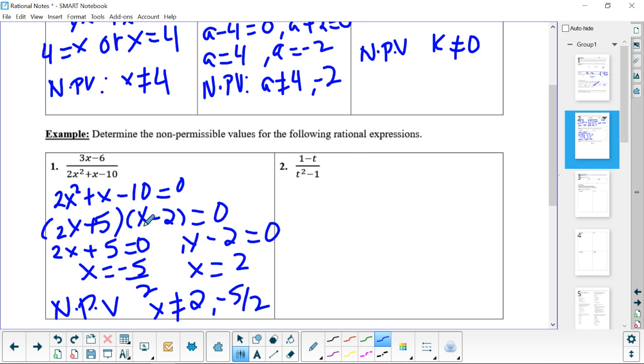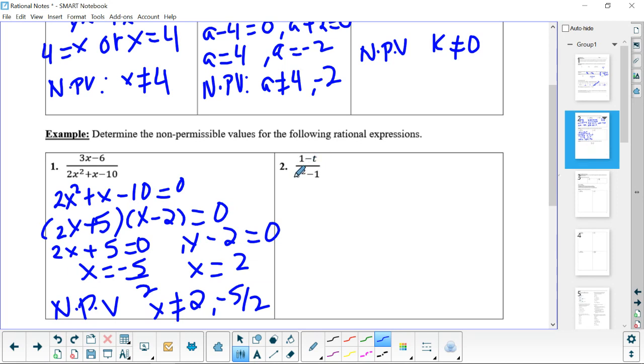because when I plug x as 2, my denominator will be 0, and when I plug x as negative 5 by 2, my denominator will again be 0. Okay, so this expression is not defined at x equal to 2 or x equal to negative 5 by 2. Let's do question number 2.